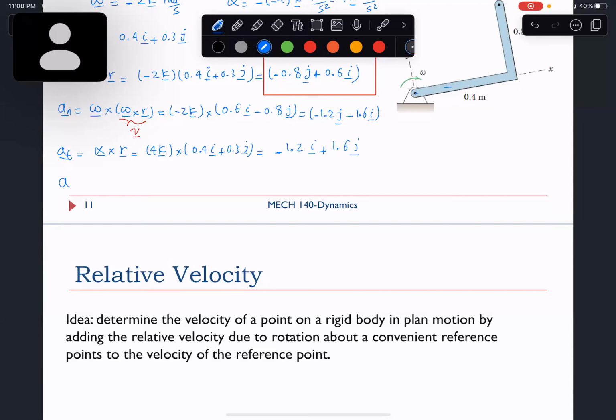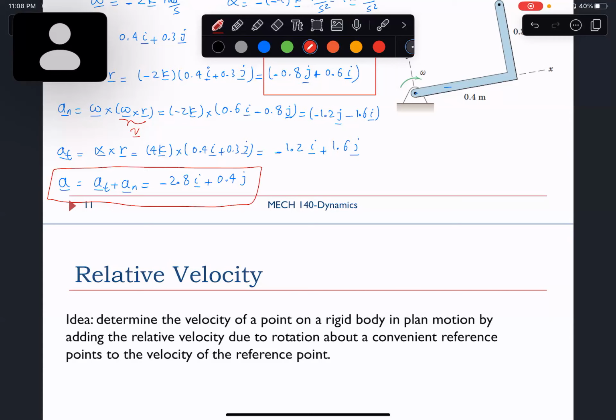And now if you want to write total acceleration, that's AT plus AN in the vector form. So that would be minus 2.8 I plus 0.4 J. Okay.